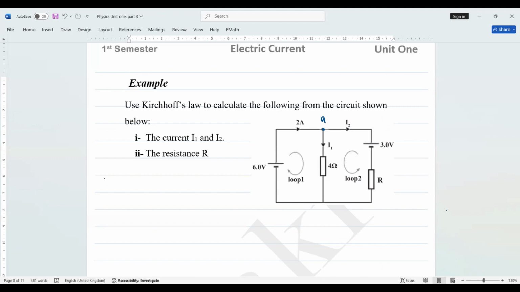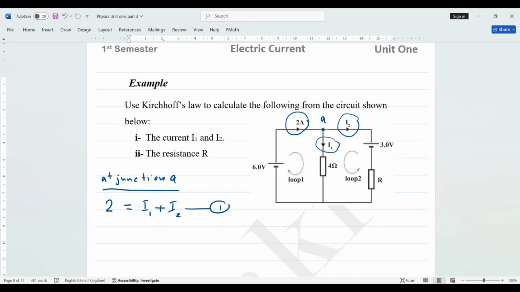So we start at junction A. Now we look at the current. The current in is 2 ampere. The current out is I1. The current out is I2. Then at junction A, current in is 2 and current out is I1 plus I2. Now we can leave this as equation number 1 because we have 2 unknowns. Then we need another equation. Already we said loop 1 and loop 2.